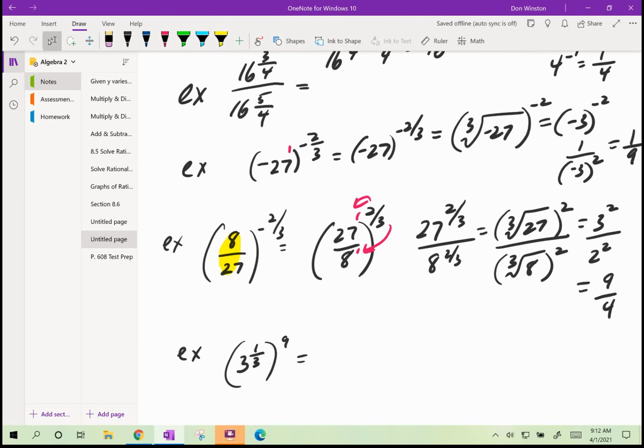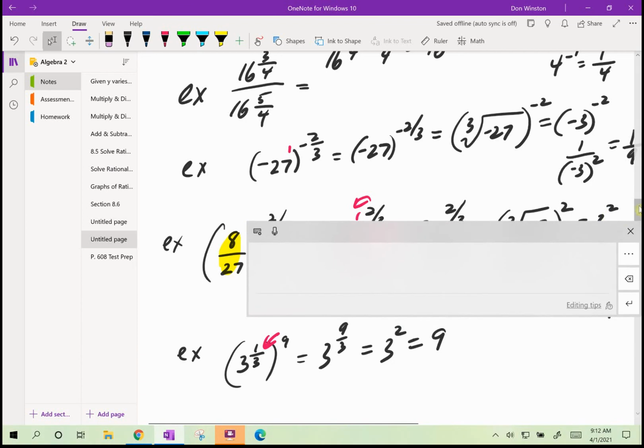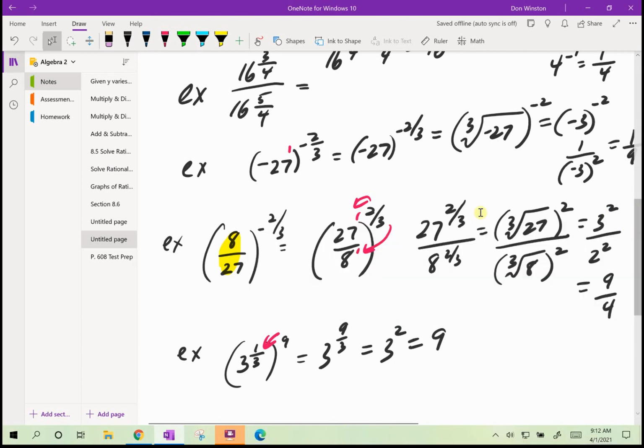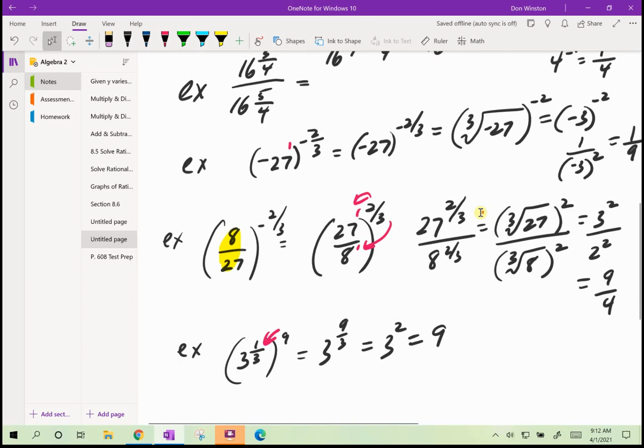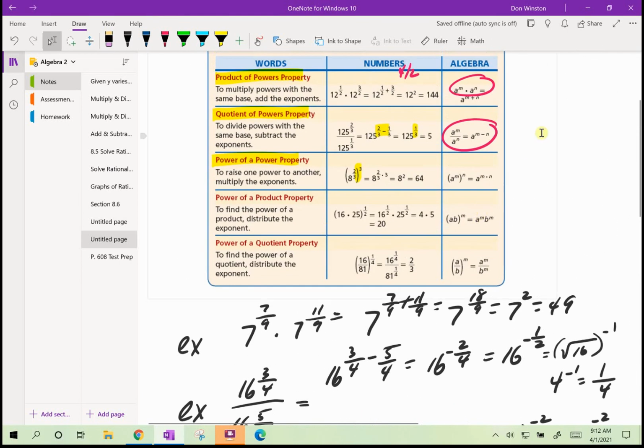And then the last one, again, we just distribute exponents to exponents. So I'll distribute the 9 to the 1/3. So that will be 3 and 9/3, which is just 3 squared, which is just 9. So again, working with rational exponents that involve fractions is really no different than working with integer exponents, okay? The properties hold. So in that sense, nothing new under the sun.